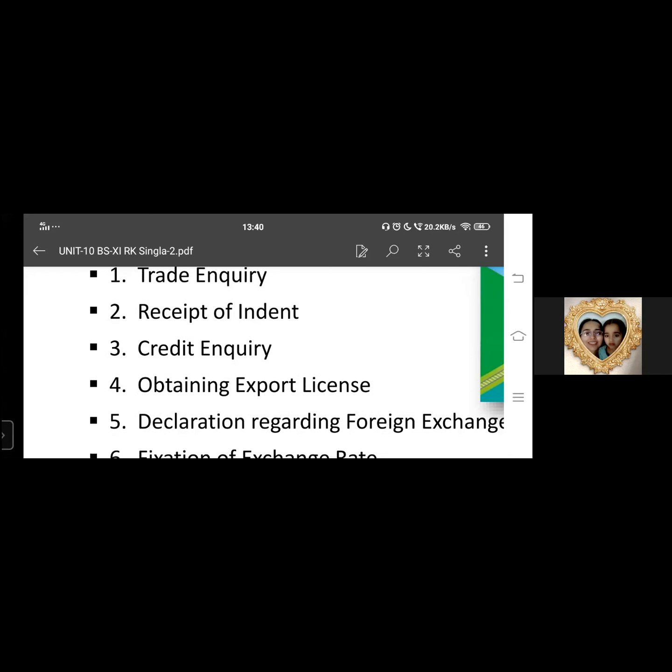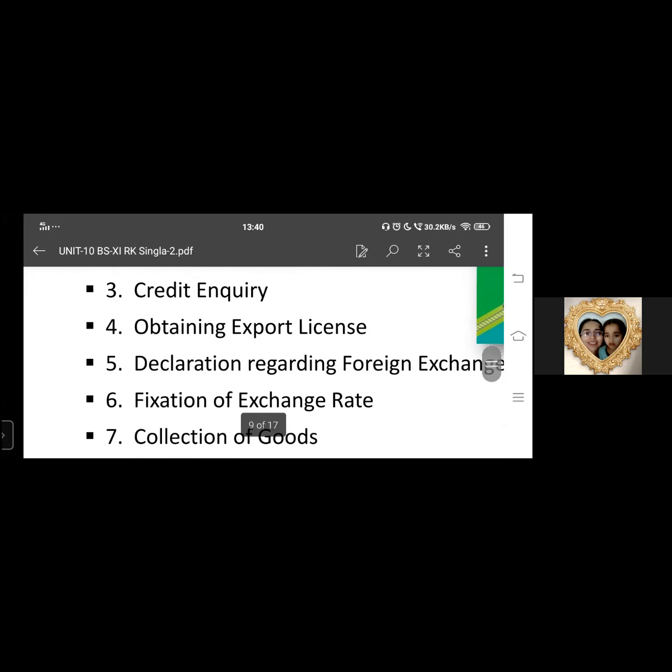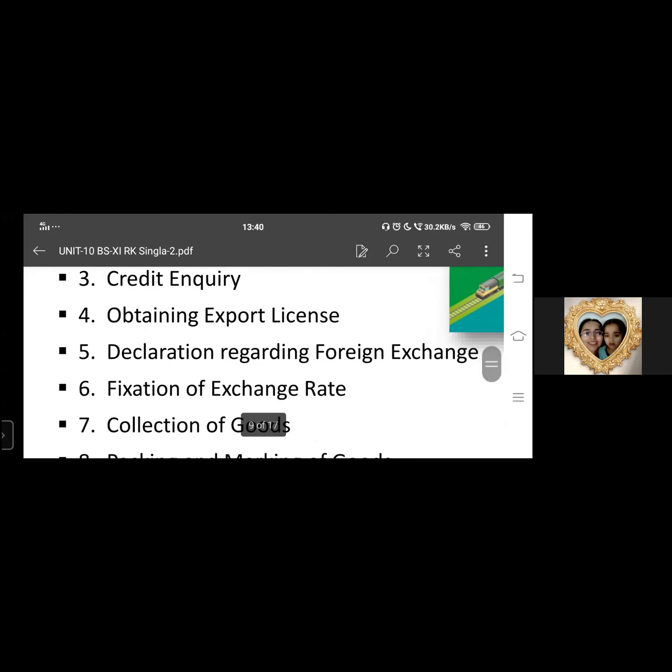Fifth point is declaration regarding foreign exchange. As per the Foreign Exchange Act, 1947.